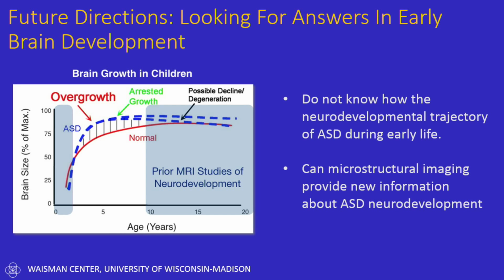And really, there's very little previous research looking at this critical time period in individuals with autism, more or less because it's difficult to diagnose individuals at an early age. But by following children and watching how they grow, we may be able to begin to understand the neurodevelopmental trajectory of ASD early in life. And then can we use some of these new and emerging techniques for microstructural imaging to provide that new information that we would really like to know.